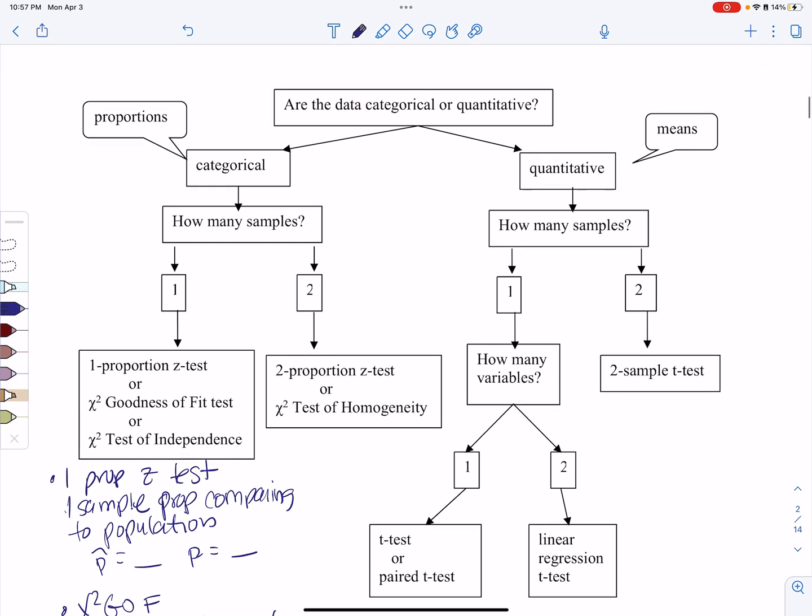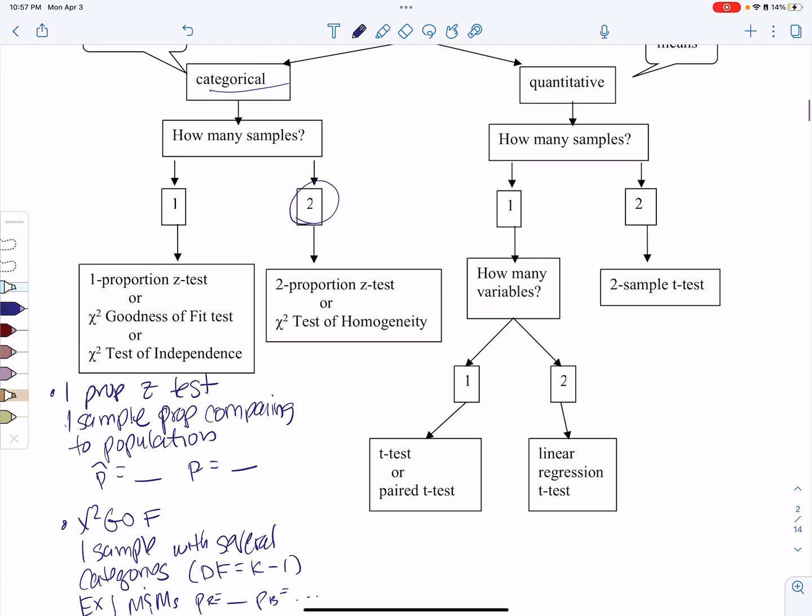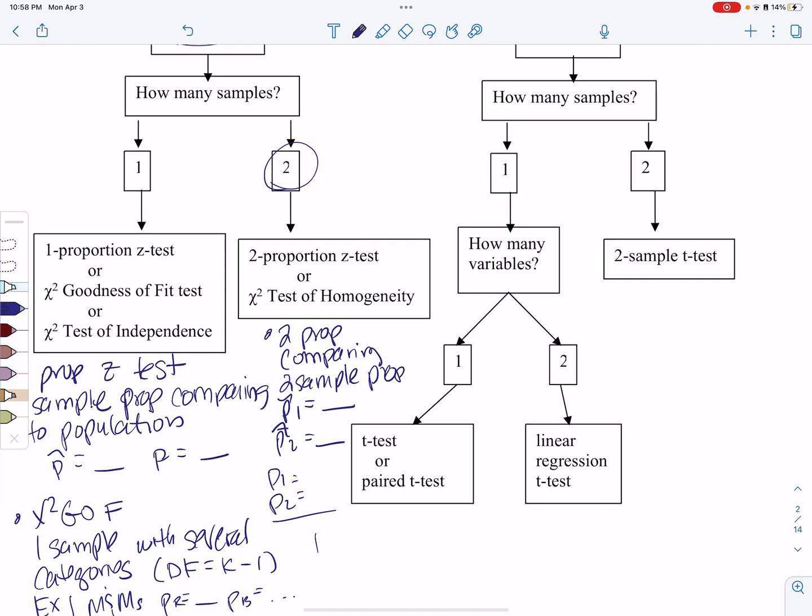Okay, let's go here. If I had a categorical again, and I had two samples, here's my choices. Either a 2 prop z-test, and in the 2 prop z-test, you're going to have the same thing, except you're going to be comparing two sample proportions to each other. So you'll have a p1 hat, and that's coming from your sample, and you'll have a p2 hat, and that's coming from your sample. All right? You often will be given a p1 and a p2 with populations, but remember, where my H0 is, that p1 minus p2 equals 0, or p1 equals p2 would be another way to do that.